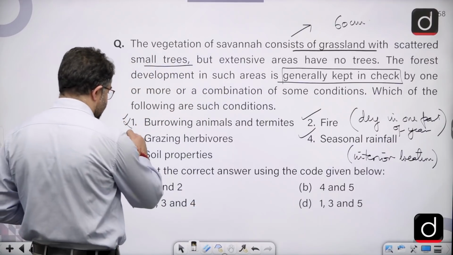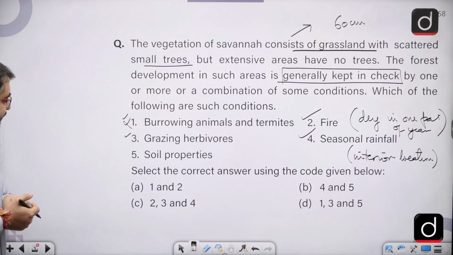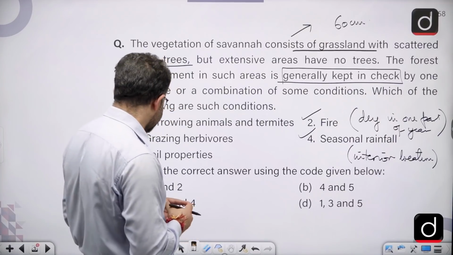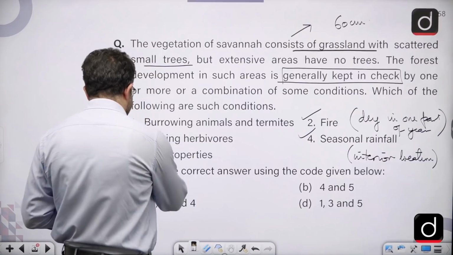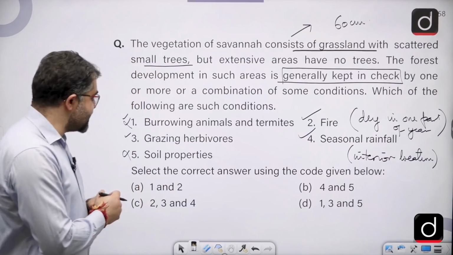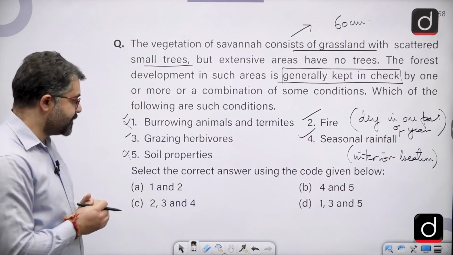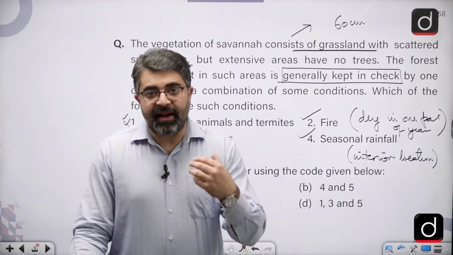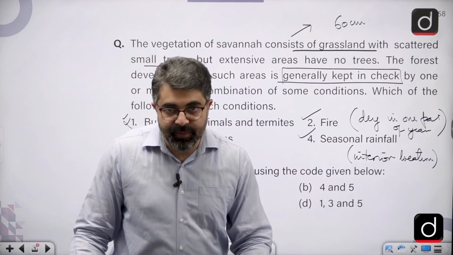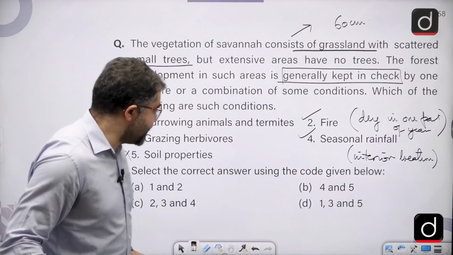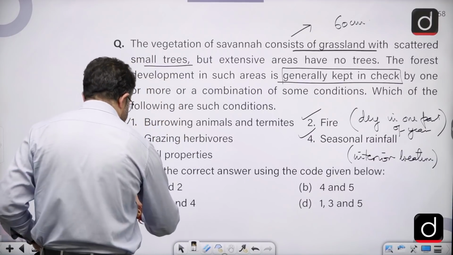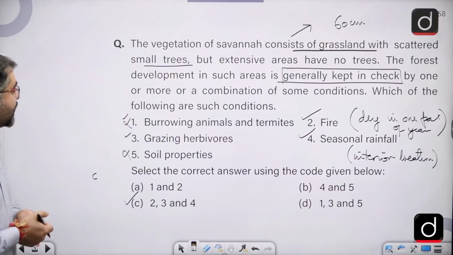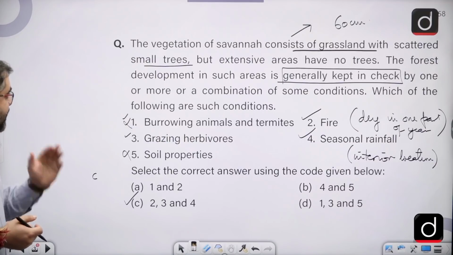Then there was one more option, grazing of herbivores. Yes, we know that grazing does keep it in check. And then comes soil properties. See, the soil properties do not play much role in trees. Now, had it been agriculture, then yes, soil properties would have been a major determining factor. So the second, third and fourth are correct. So this is the correct answer for this question. That was the vegetation of savanna.